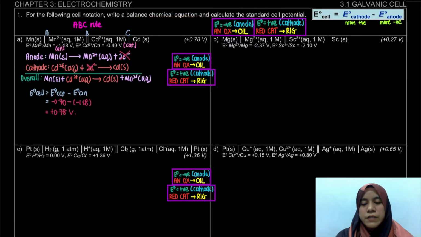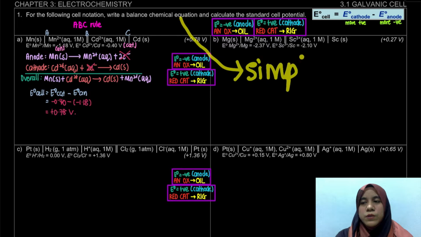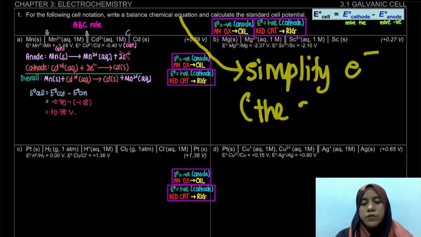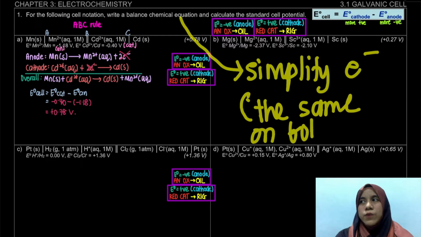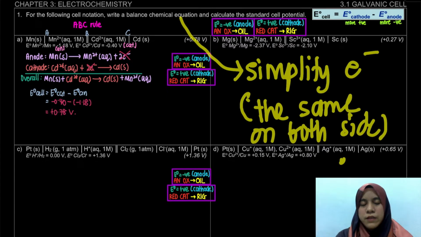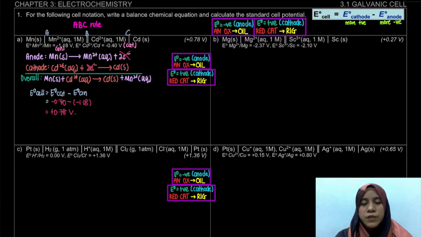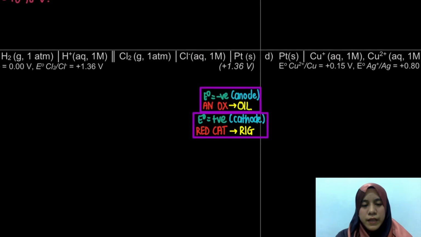Okay, so for question B, I believe you could try yourself. But then for the chemical equation, make sure to simplify it. Make sure the electron is the same. If the electron is not the same, we have to multiply the stoichiometry lah. Okay, so that's for question B. Question C, let's do it together here.